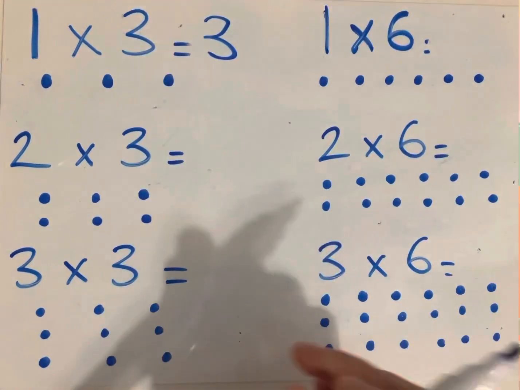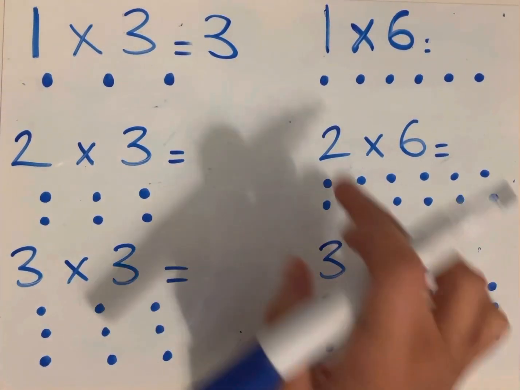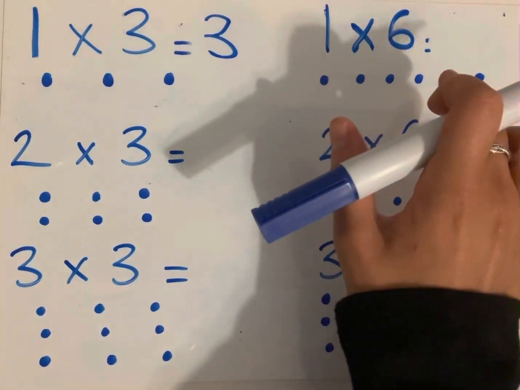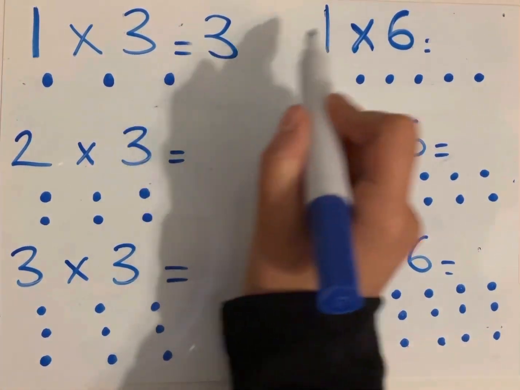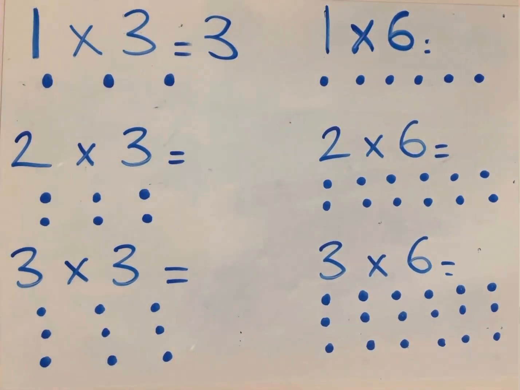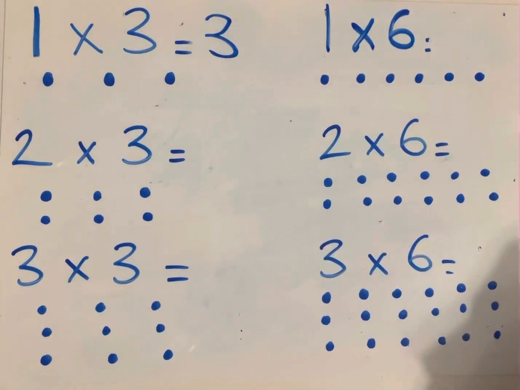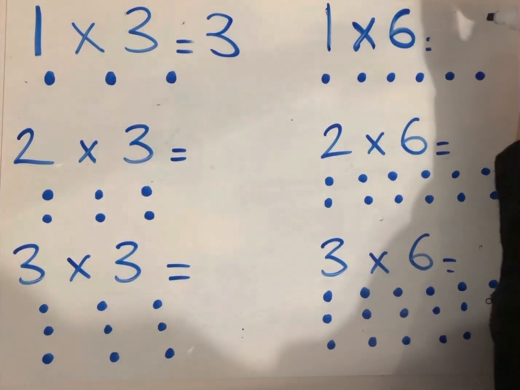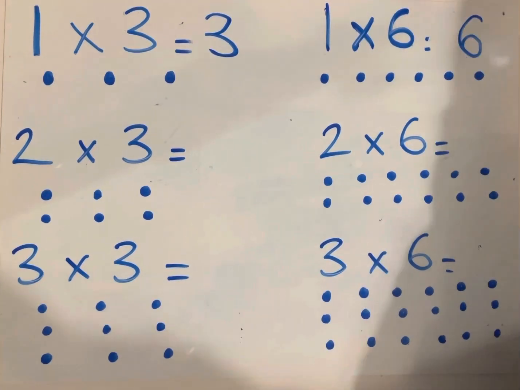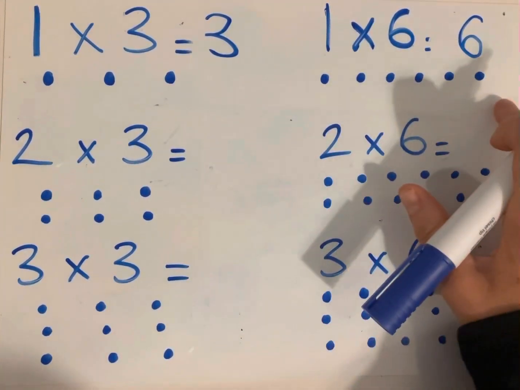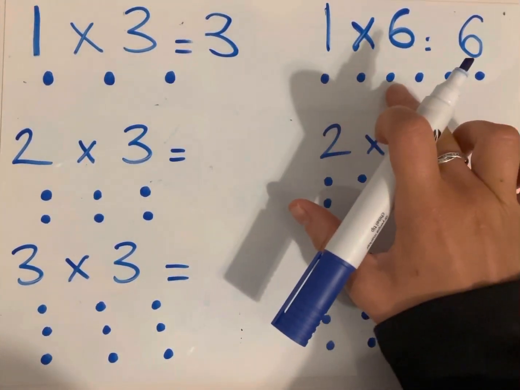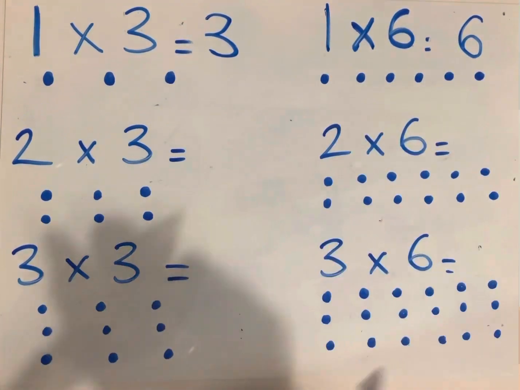So first of all, we know that 1 times 3 is 3. So to find out 1 times 6, we know that 3 is half of 6. That means that we need to double 3 to get the answer to 1 times 6, which is 6. And we can see that from our arrays here. 1, 2, 3, 4, 5, 6.